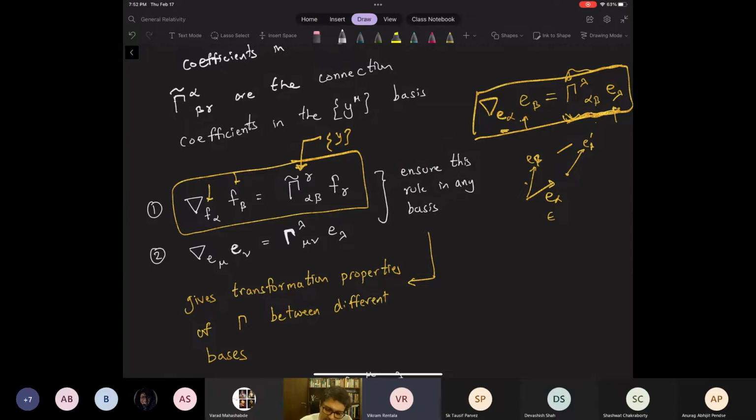What I mean is, if I have coordinates y0, y1, and so on, when I specify gamma, I'm picking out one of these coordinates, and that's what I mean over here.